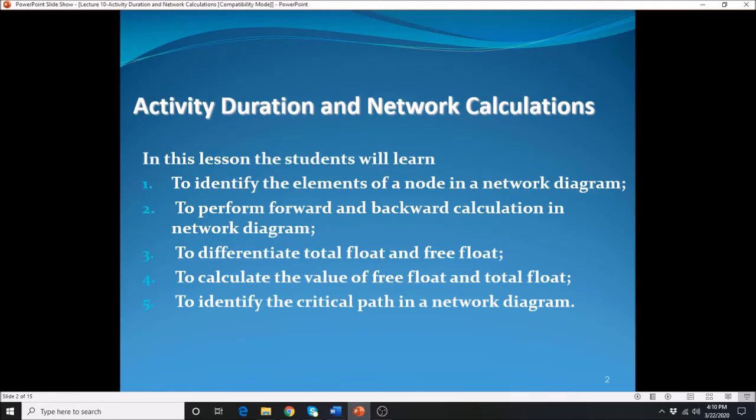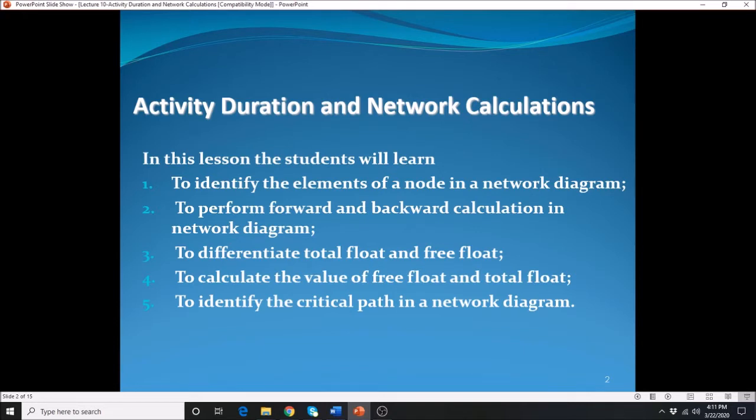Alright, so for this particular lesson, you will learn how to identify the different elements of a given node in a network diagram. You'll be able to perform the forward and the backward calculation. This is essential because the forward and the backward will reveal to us several important pieces of information, such as the duration of the project. It will reveal what is the earliest start date or finish date, or what is the latest start date or latest finish date of a given activity.